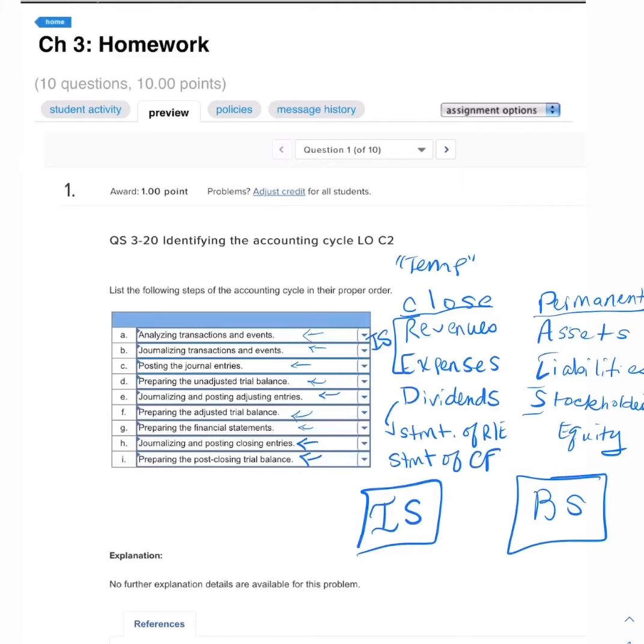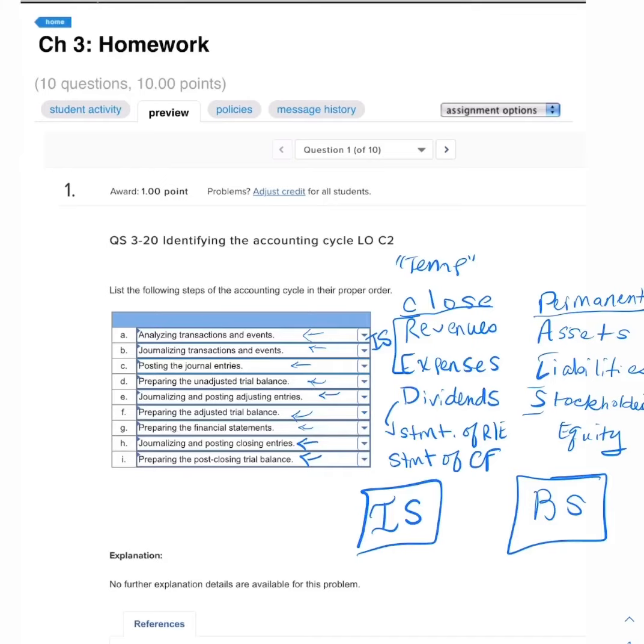But it goes away as soon as you start the next period. Because if I want to know how many sales I made in 2020, it doesn't matter to me how many sales I made in 2019. I might want to look for comparison. I might want to look at ratio analysis. I might want to look at trend analysis.